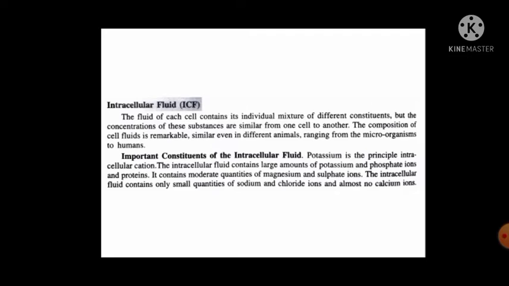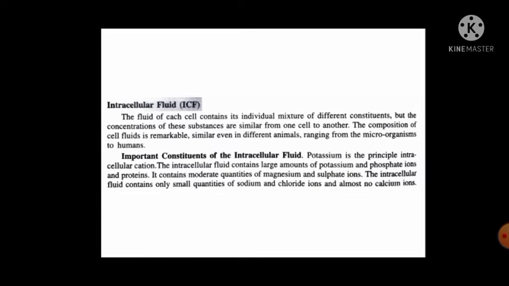The fluid of each cell contains its individual mixture of different constituents, but the concentration of these substances is similar from one cell to another cell, meaning the concentration is the same. The composition of the cell fluid is remarkably similar even in different animals. It indicates that different animal cells also contain the same intracellular fluid, ranging from microorganisms to humans.